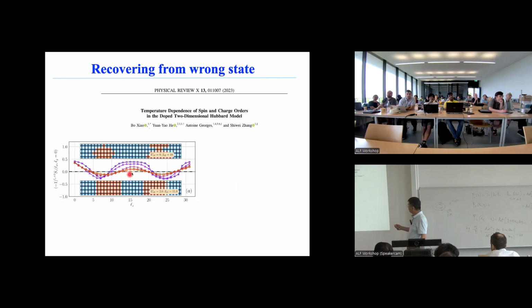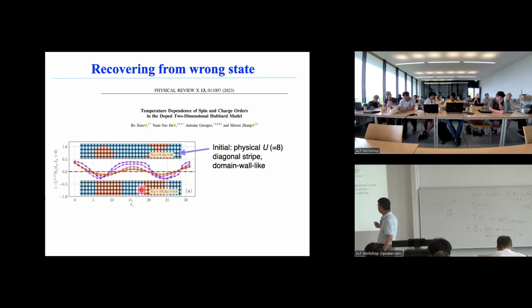So this is a more recent thing, a finite temperature calculation, and you can recover from a wrong state. It's the same sort of benchmark, a line cut of the correlation, and this is the pattern. The final pattern looks like this. It has domains, like negative domains. This is the staggered spin: up, down, and then down, up, down, up, down, up. There's a phase slip, and then up, down again, and then down, up, down, up. That's the final structure.